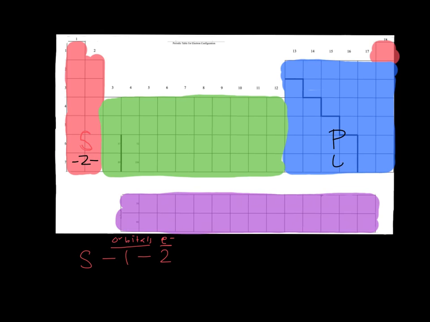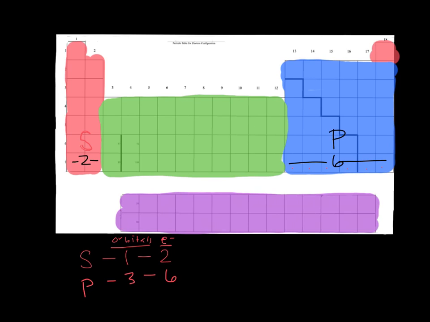Now, the P block is over here, and it is 6 elements wide because the P sublevel is 3 orbitals, and so it can hold 6 electrons. And so it's 1, 2, 3, 4, 5, 6 elements wide.